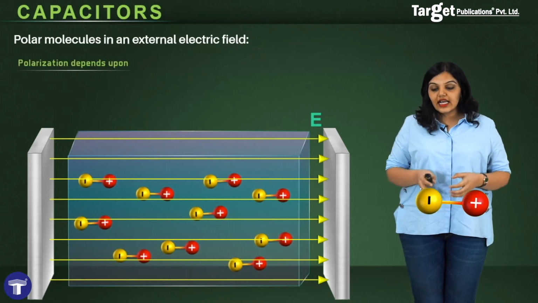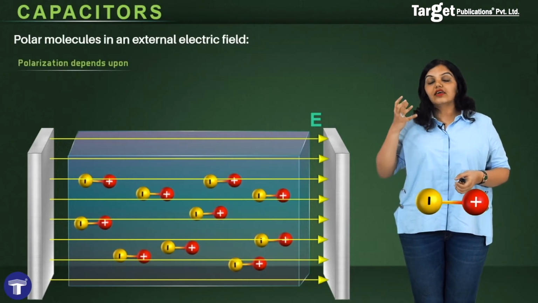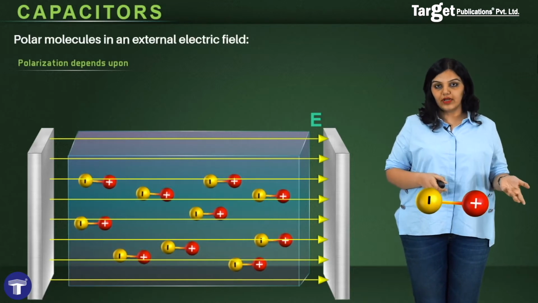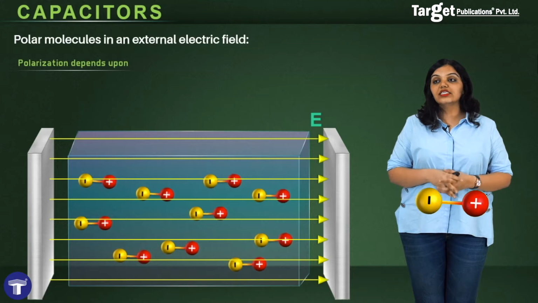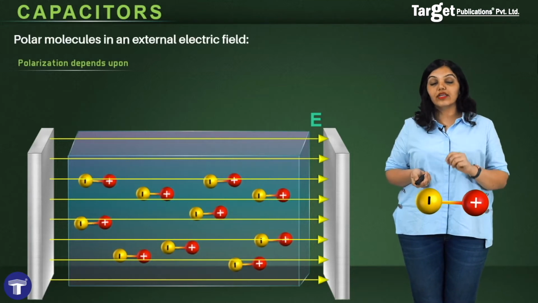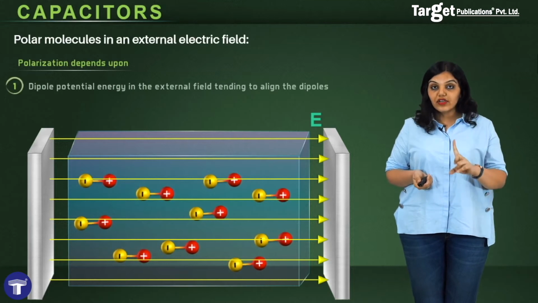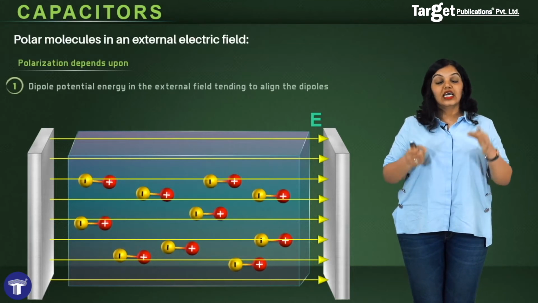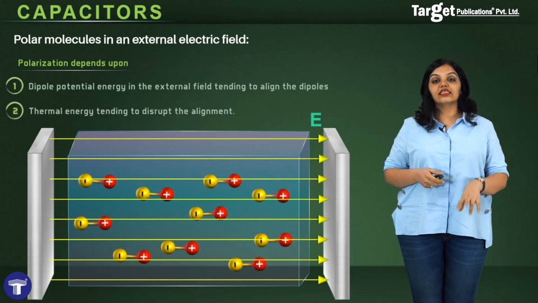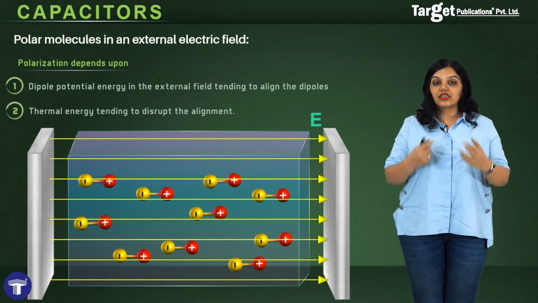So you can see that there is a different kind of effect that the external electric field has on a polar dielectric and a non-polar dielectric. Finally, the question is, what does the extent of polarization depend upon? The extent of polarization depends on two factors. First one is the dipole potential energy in the external field, which tends to align the dipoles, and second is the thermal energy, which tends to disrupt the alignment.